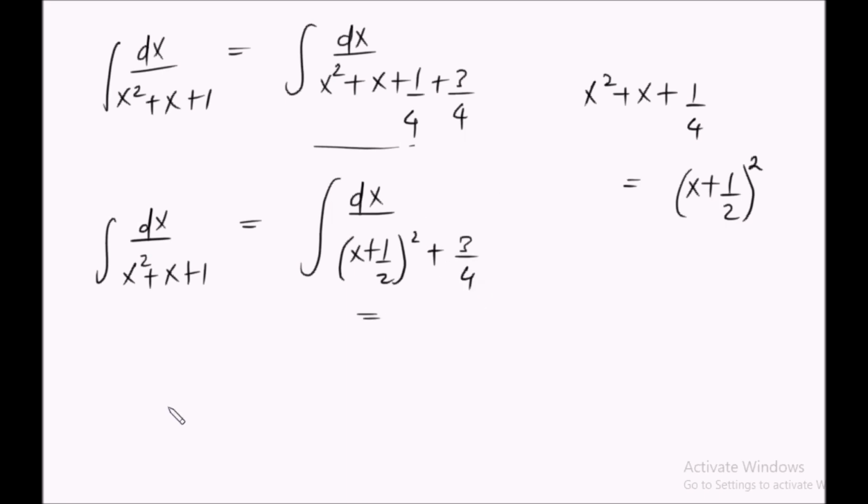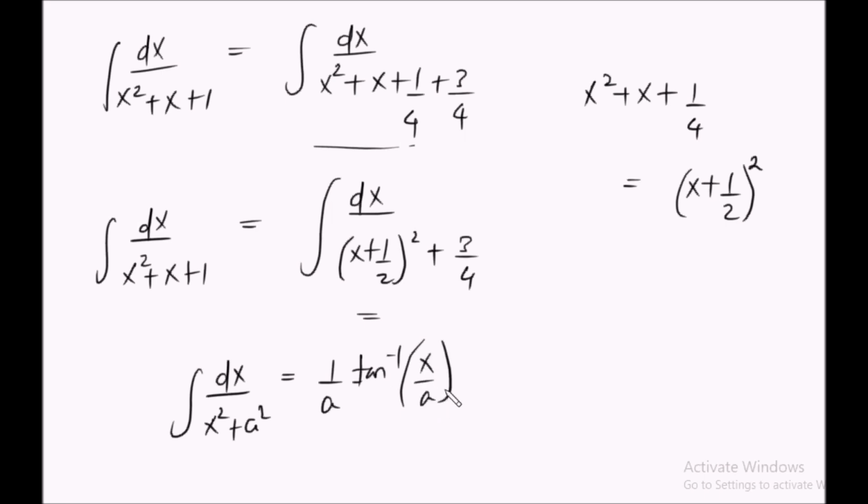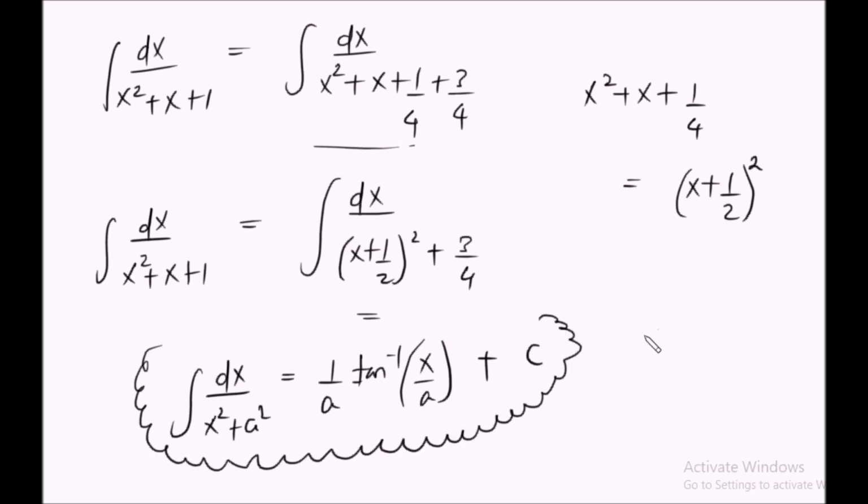Now that it is in this form, I can gladly apply the formula, x squared plus a squared, or a squared plus x squared, both are the same, is equal to 1 over a, this standard integral, plus c. So now I can gladly apply this formula. You can see that here, for x, I have replaced it with a linear equation, which is acceptable. And my a squared is now equal to 3 over 4.